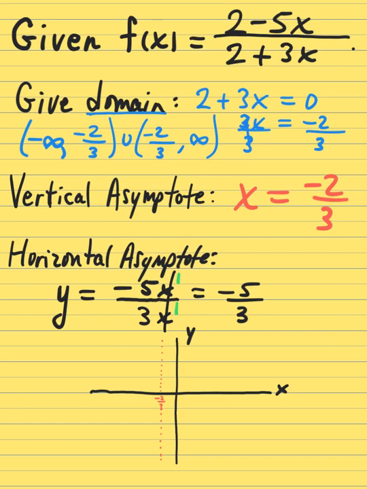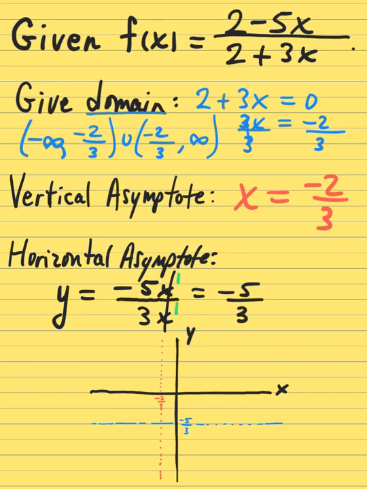Whoops, I went positive instead of negative down here. Now your graph can cross a horizontal asymptote. It just won't cross a vertical asymptote. If you take your graphing calculator and generate the graph of this function, I'm going to complete some of these asymptotes. There we go. Okay.